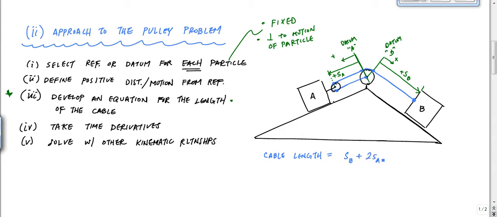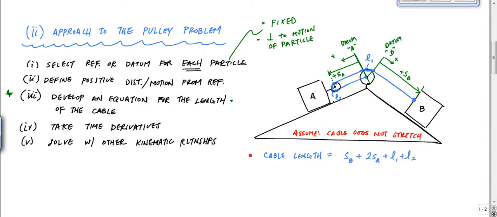And if I want to be nitpicky, I've got really this little portion right here. I'll call that L1, and then I've got even this portion around the pulley, and I'll call that L2, plus L1 plus L2, and those lengths L1 and L2 are constant. And so this cable length, assuming it doesn't stretch, which is true, right? We're going to assume the cable does not stretch.